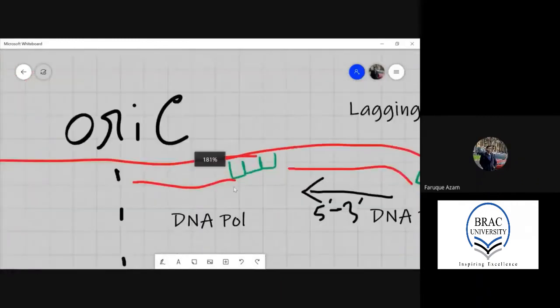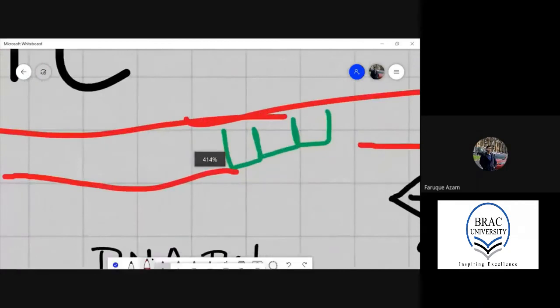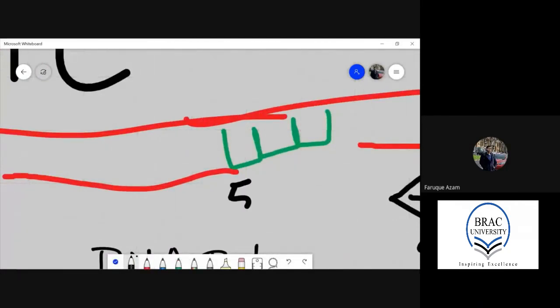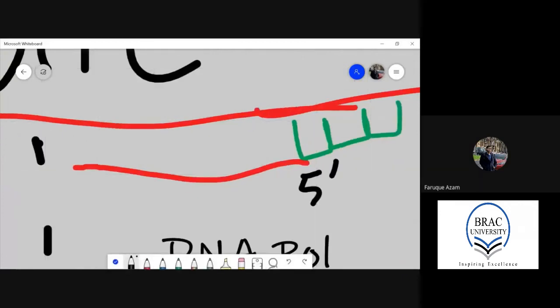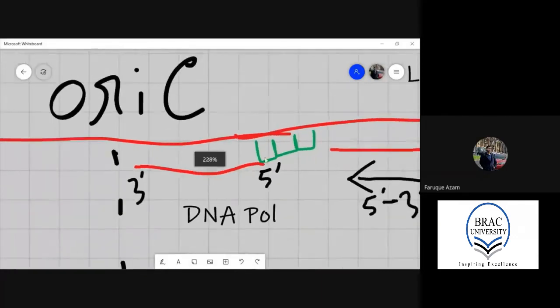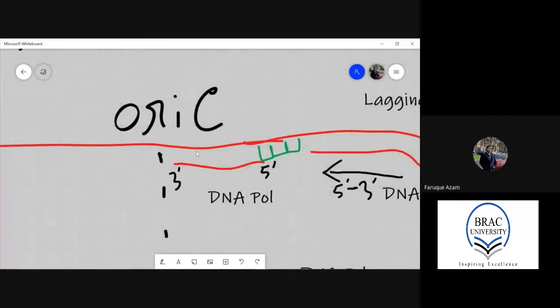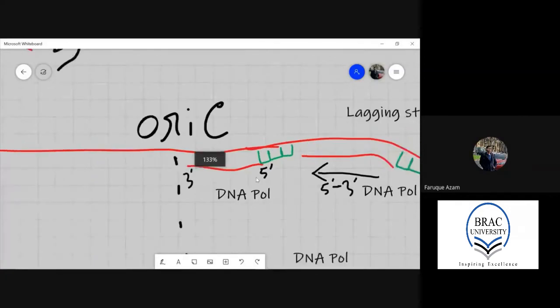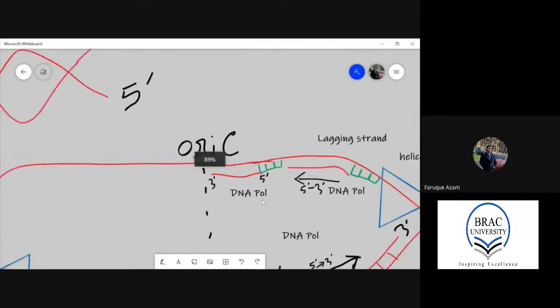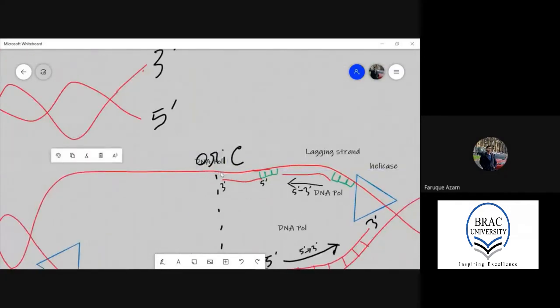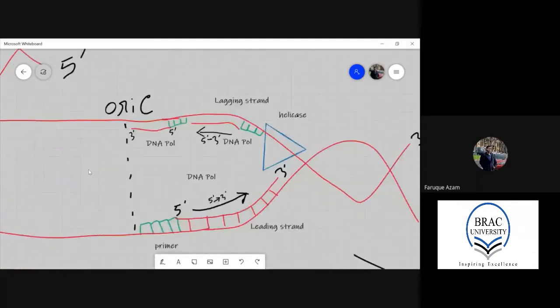So the direction will be 5 to 3. These small fragments, a primer on a small replicated DNA strand, are called Okazaki fragments. Okazaki fragments are found in the lagging strand.